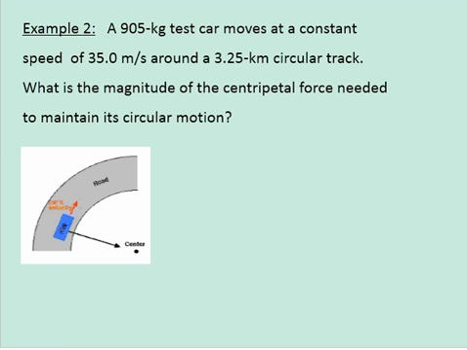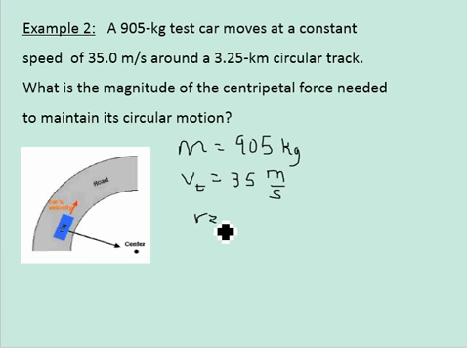Let's give ourselves another example real quick. We have a car moving around a track again at a constant speed. We know the radius of the track, and we want to know the magnitude of the centripetal force. So again, we have our mass of our car, 905. We know that the linear speed is 35 meters per second. We know the radius of our circular path is equal to 3.25 kilometers.